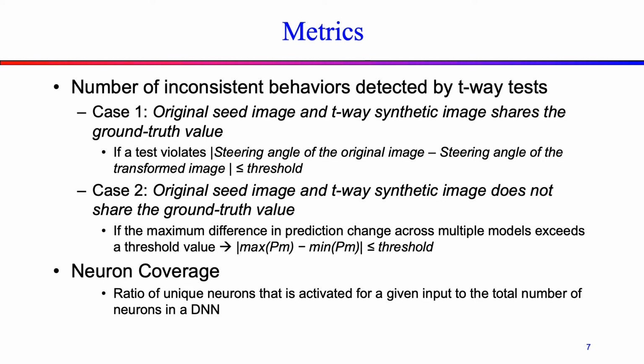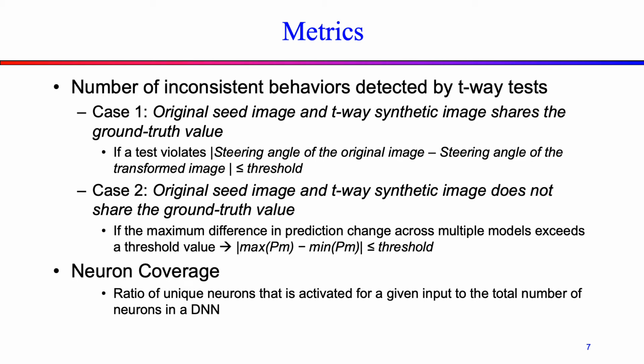In case 1, we assume the T-way synthetic image and the original image share the ground truth. Therefore, for each synthetic image, we measure the absolute difference between the steering angle of the original image and the steering angle of the transformed image. If this absolute difference exceeds a threshold, then we consider the T-way test to exhibit an inconsistent behavior.